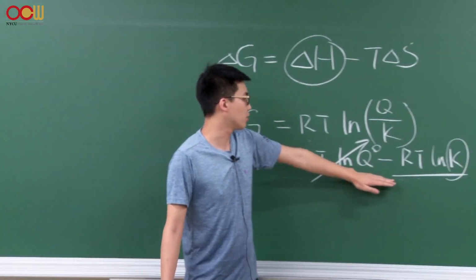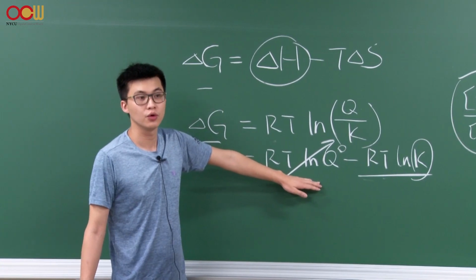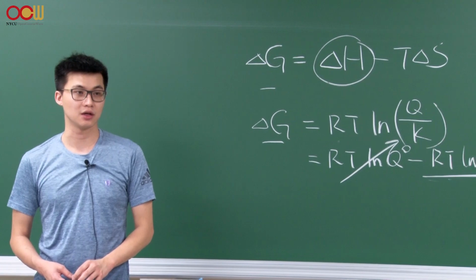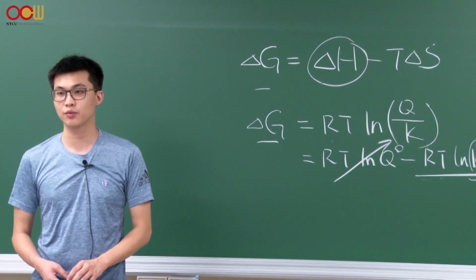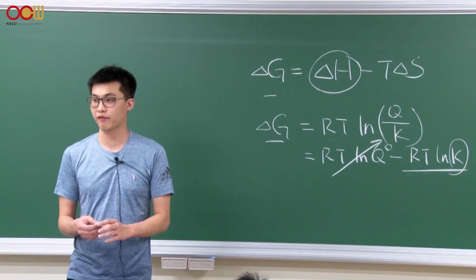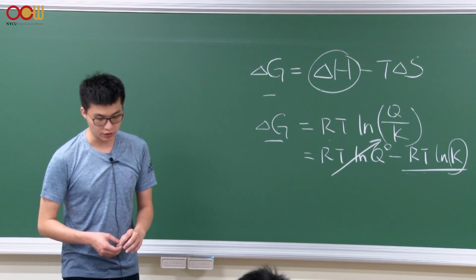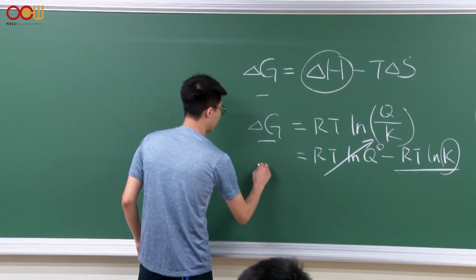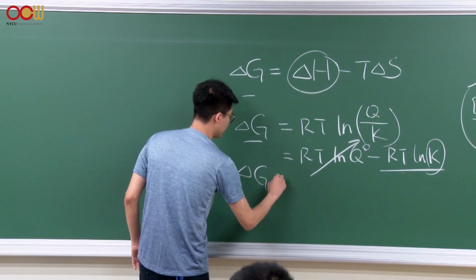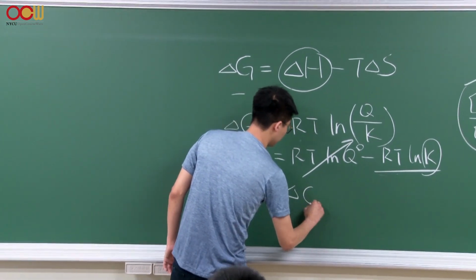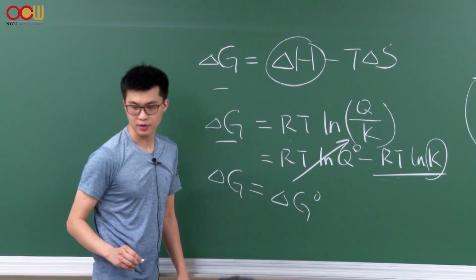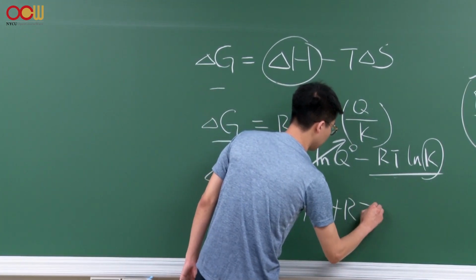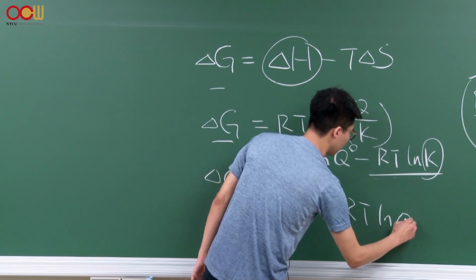With this equation, or with this natural log Q, we can find out at any instance of your chemical reaction how much free energy is available. So what we can do is use this equation where delta G is equal to delta G prime, that is the standard state, plus RT natural log Q.